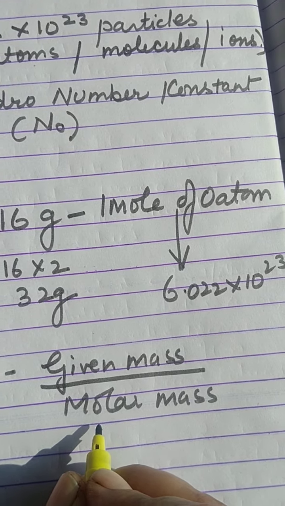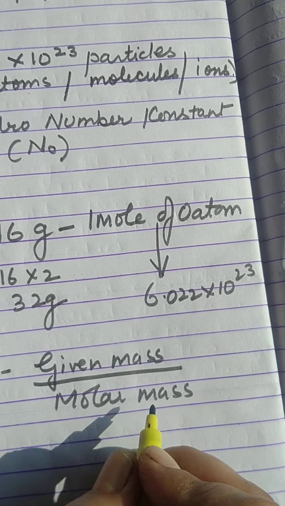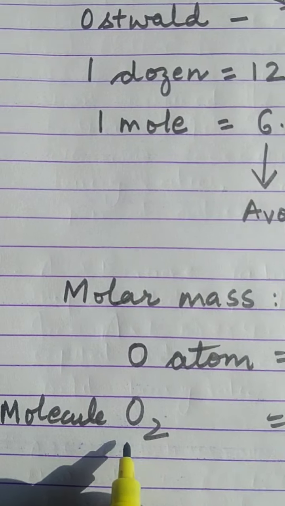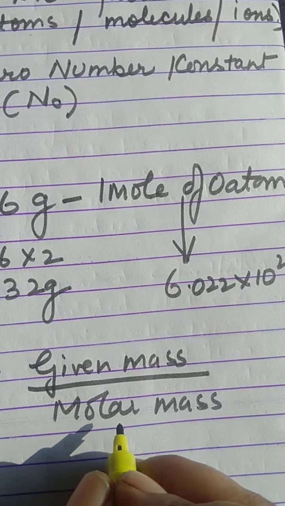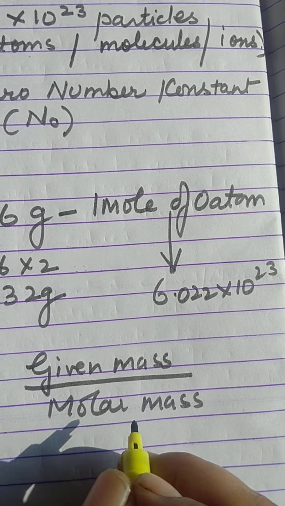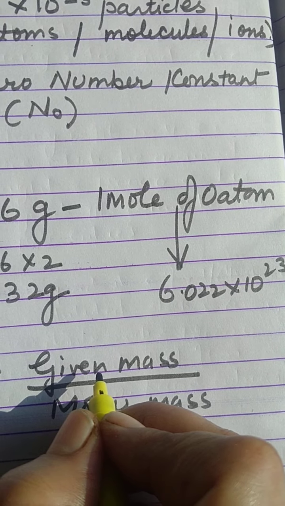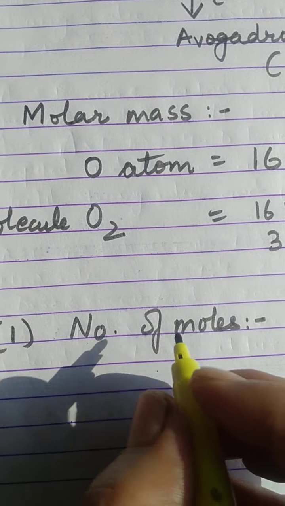You have to check, students. They have written oxygen atom or oxygen molecule. If oxygen atom is there, the molar mass here will be 16. And if they ask for oxygen molecule, the molar mass here will become 32. This is the common error which students make. Given mass will be given in the question. Right, student? That is how to calculate the number of moles.